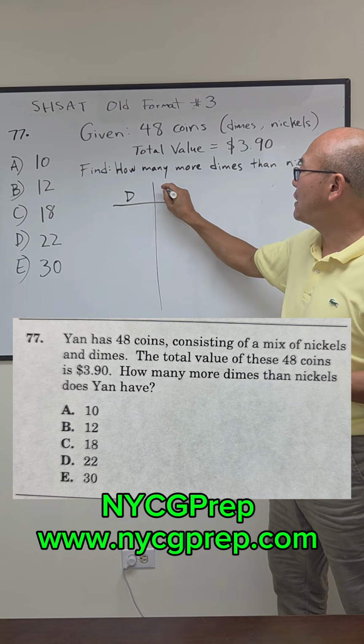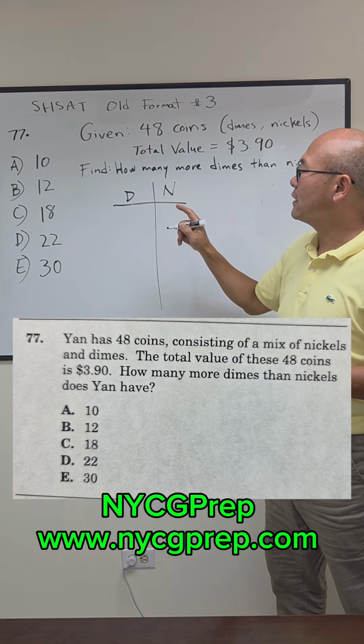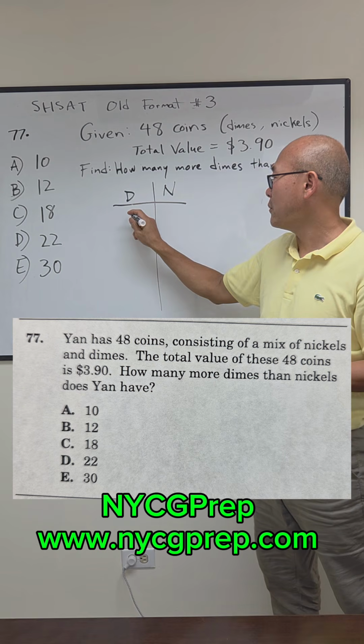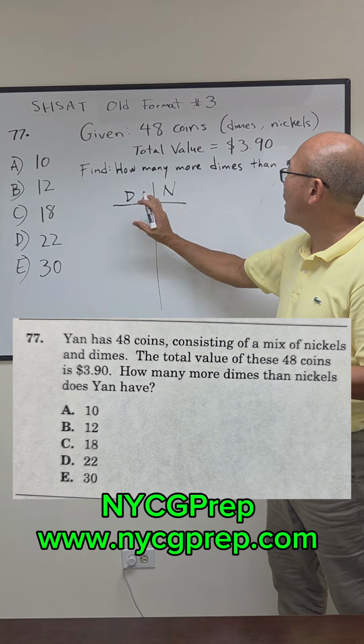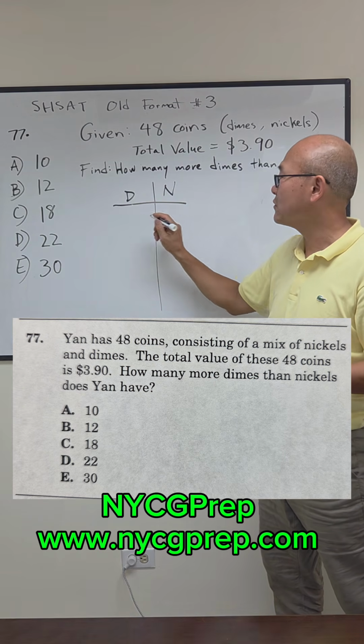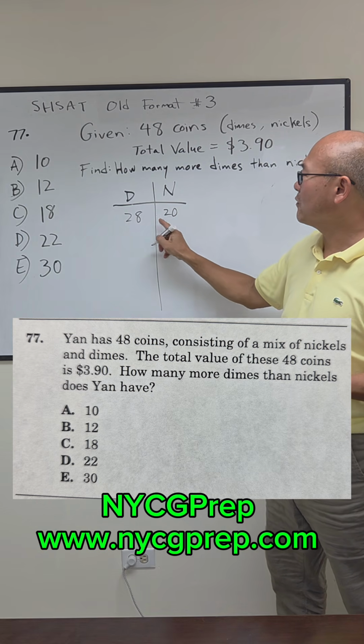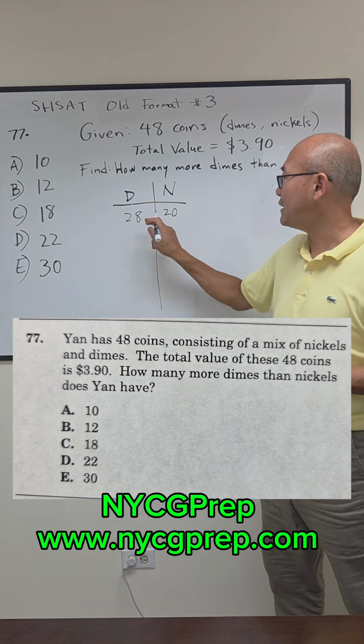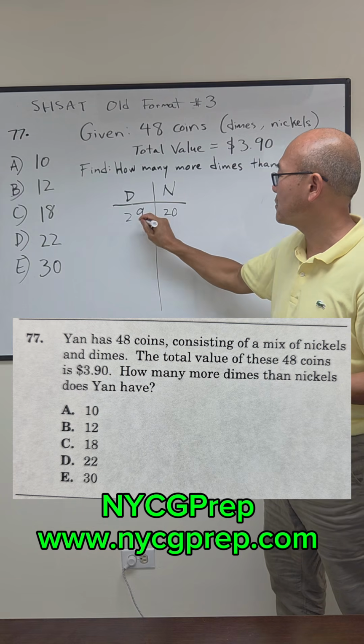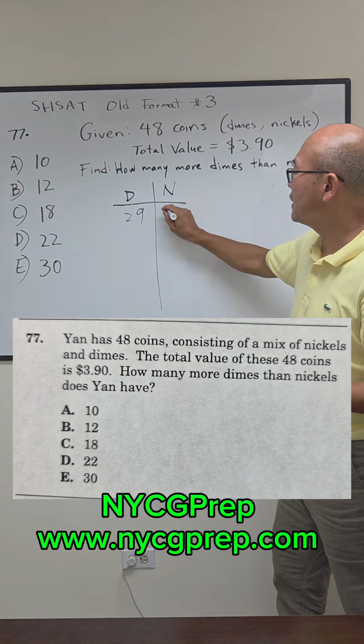So we're having 10 more dimes than nickels, and even here, we might not know how many dimes and nickels we have. So we might start with 28 and 20 and say, well, that's not 10, that's a difference of 8. So we just adjust. This goes up to 29, and this goes to 19.